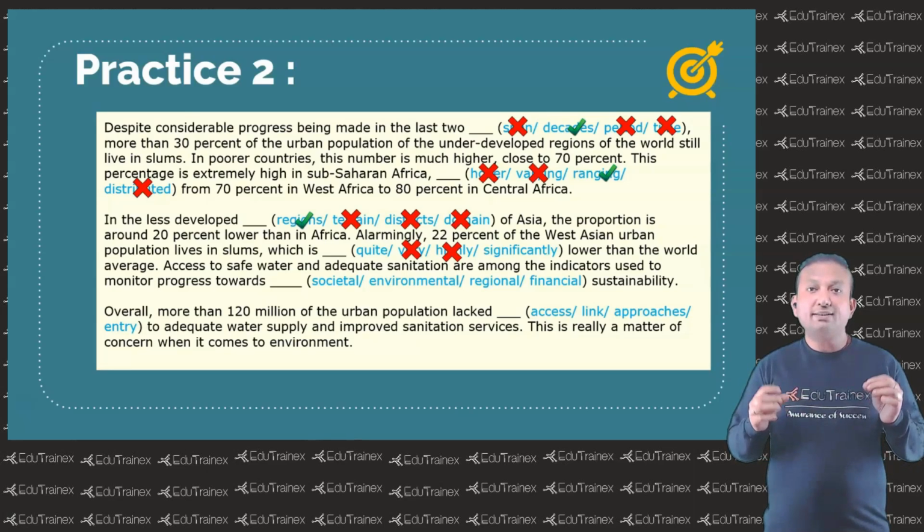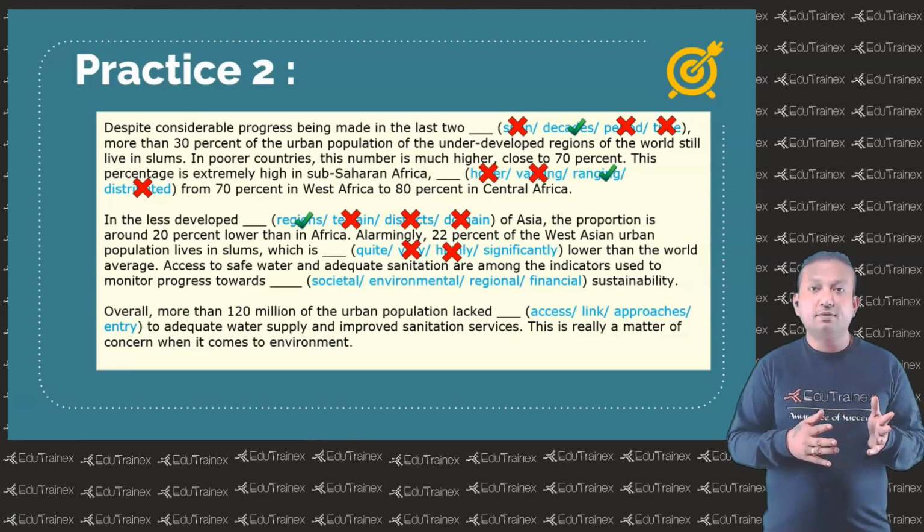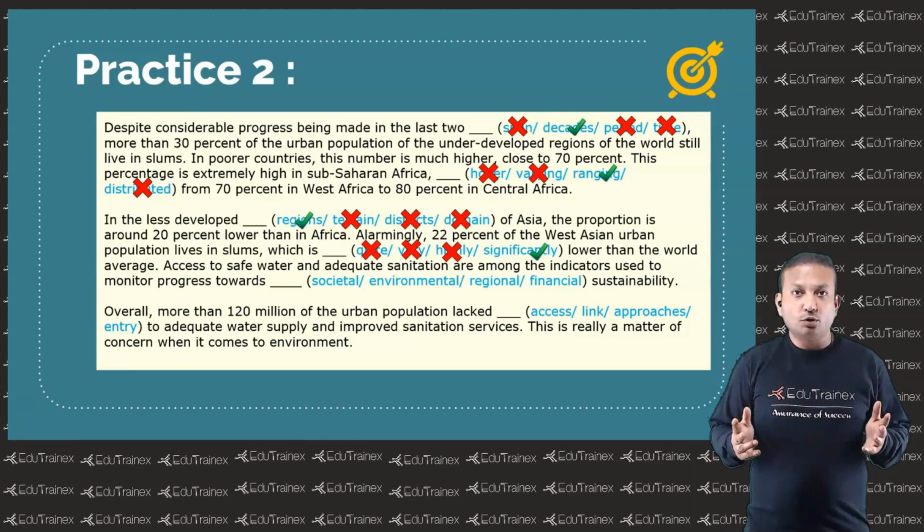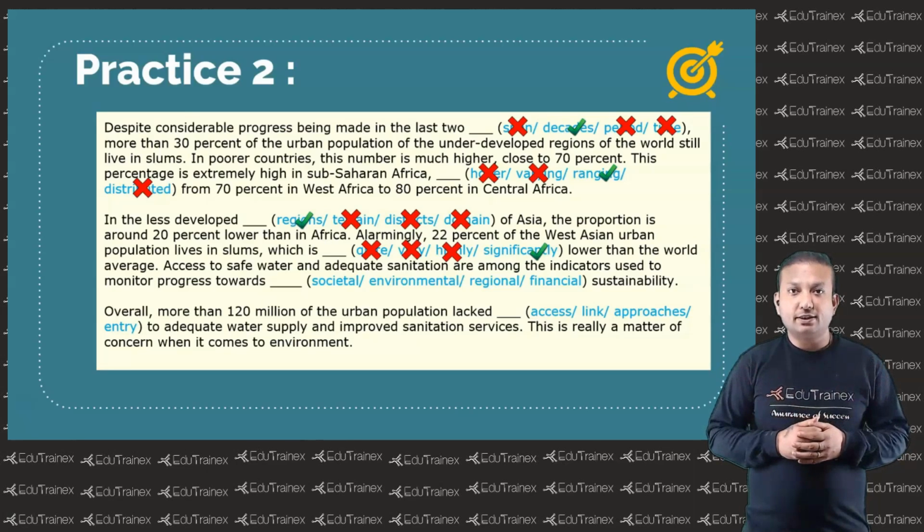Now out of quite and significantly, I use the clues provided here. The sentence says, "Alarmingly, 22% of the West Asian population lives in slums." See the word alarmingly, and that's your clue, which signifies something of high importance. So significantly is the best word that can fit here. Also, significantly lower and significantly higher are the correct word collocations. You can also check the official PTE word list.